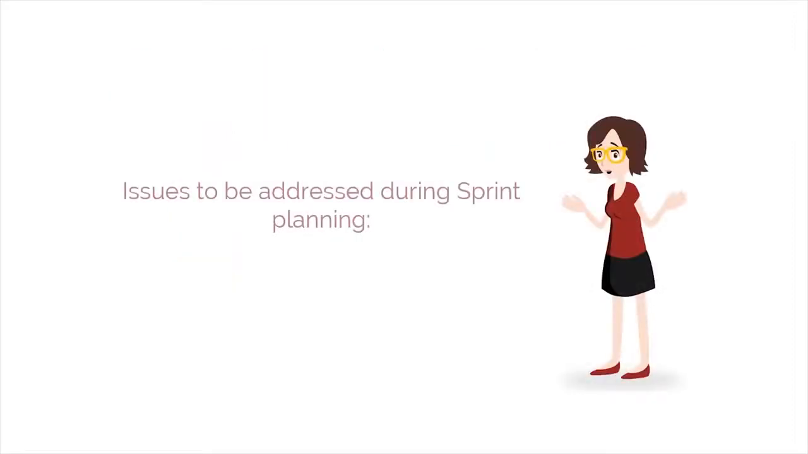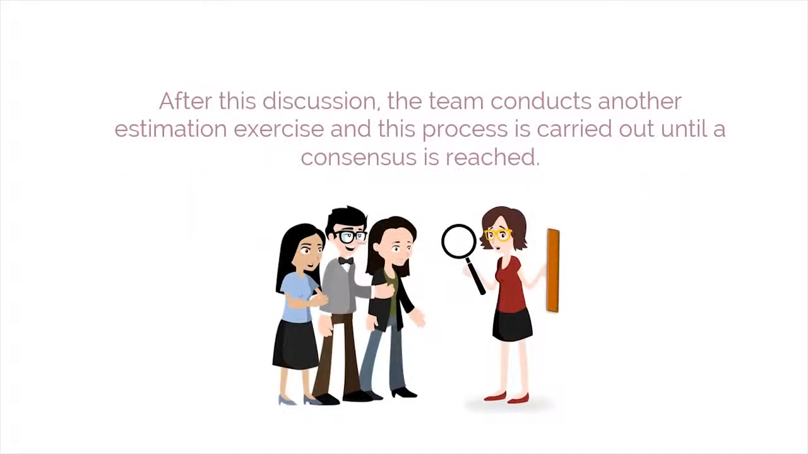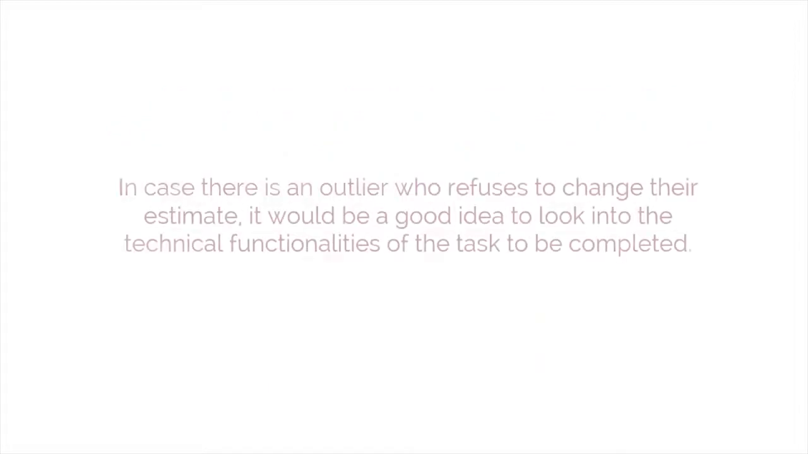Issues to be addressed during sprint planning. When creating a sprint backlog, we may find many issues that should be resolved before starting the design process. One of them is when the outlier will not change his or her mind. Generally, once the estimates are made, 2 outliers are given an opportunity to provide justifications for their estimates. After this discussion, the team conducts another estimation exercise, and this process is carried out until a consensus is reached. In case there is an outlier who refuses to change their estimate, it would be a good idea to look into the technical functionalities of the task to be completed.